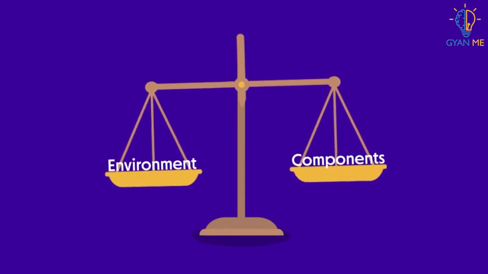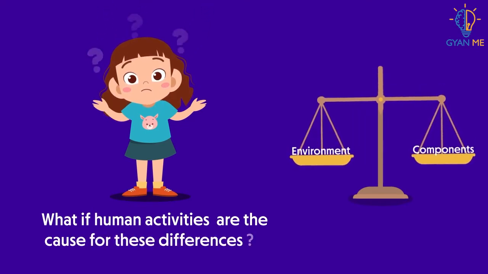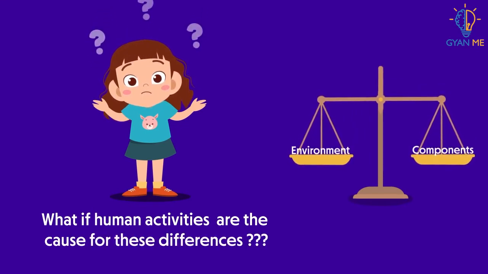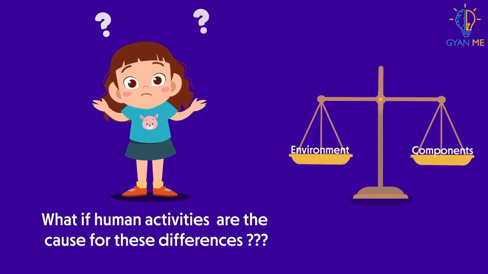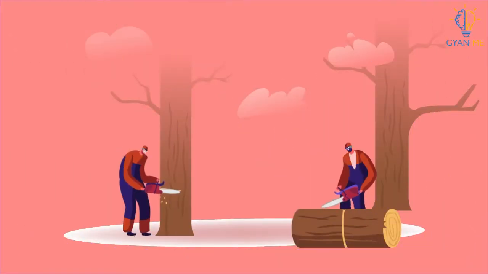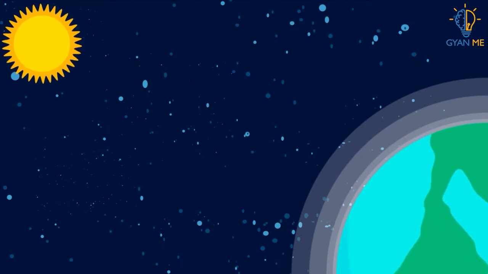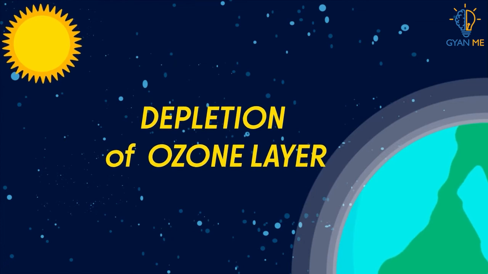What if this balance is disturbed? What if human activities are the cause for this disturbance? Let us see one of the disturbances created by human activities and its effect on environment. So in this video, let us learn one of the effects of our activities on environment around us, which is the depletion of ozone layer.